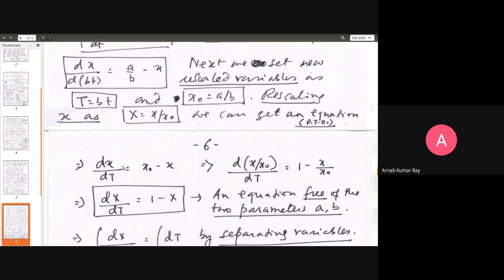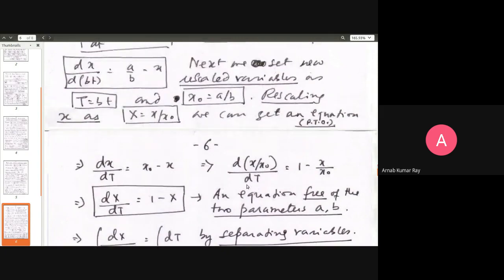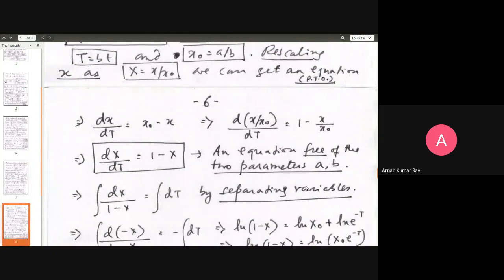Okay. Next thing that we do is that we divide throughout by x naught. It's a constant quantity because a and b are constant quantities. So when you divide throughout by x naught, you'll have small x by x naught. So it will be d capital X dt is equal to 1 minus small x by x naught, which is again a capital X. What have we done? By this whole exercise, we have made our equation free of parameters.